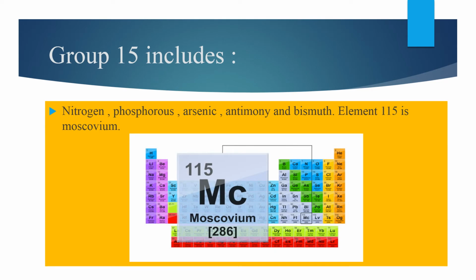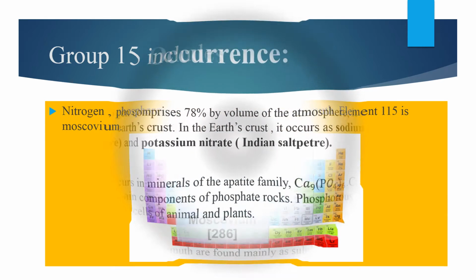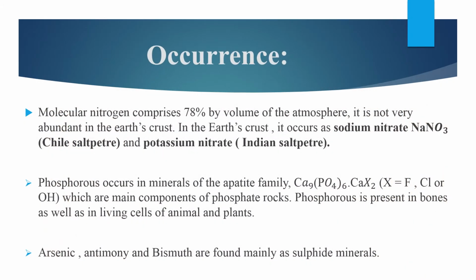Group 15 includes the elements nitrogen, phosphorus, arsenic, antimony and bismuth basically, and there is a new addition of a new element whose atomic number is 115, and that element is moscovium. So let's start with the occurrence of group 15 elements.